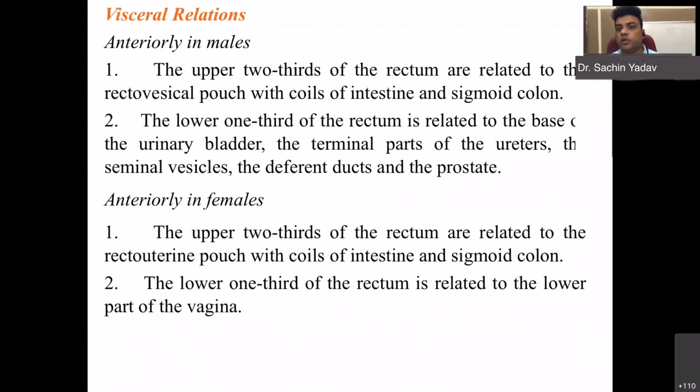Anteriorly, now in female, the upper two-thirds of the rectum are related to the rectouterine pouch. Like in male, between bladder and the rectum there is the rectovesical pouch. In female, the uterus comes in between bladder and the rectum, so between uterus and the rectum there is the rectouterine pouch, with the coil of the same structures, that is small intestine and the sigmoid colon. And the lower one-third of the rectum is related to the lower part of the vagina.